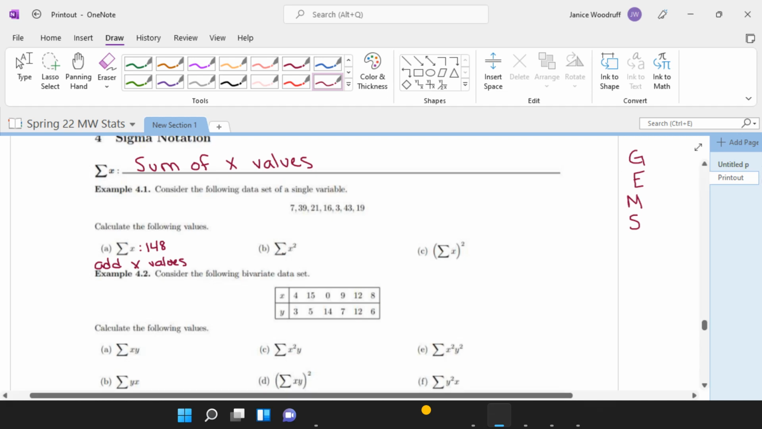But here, this says sum of x squared. So this is add x squared. So technically, what we need to do first is the exponent. So what this means is we're going to square the x's and then add. So square each x.